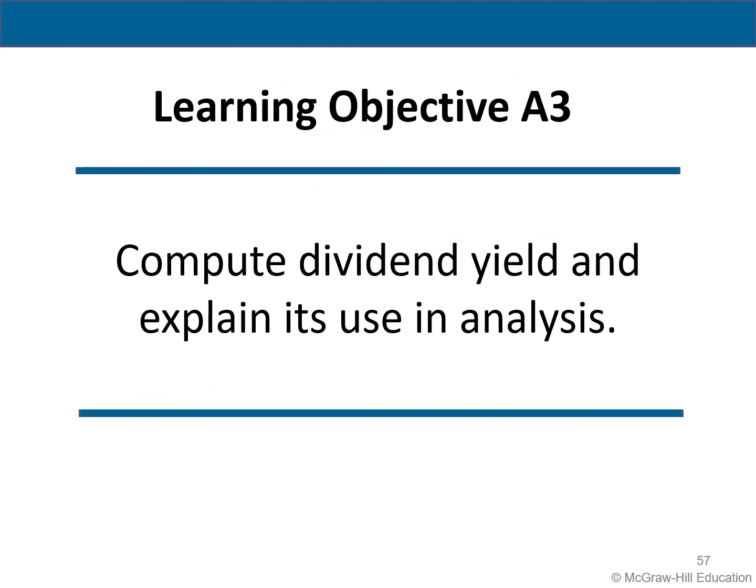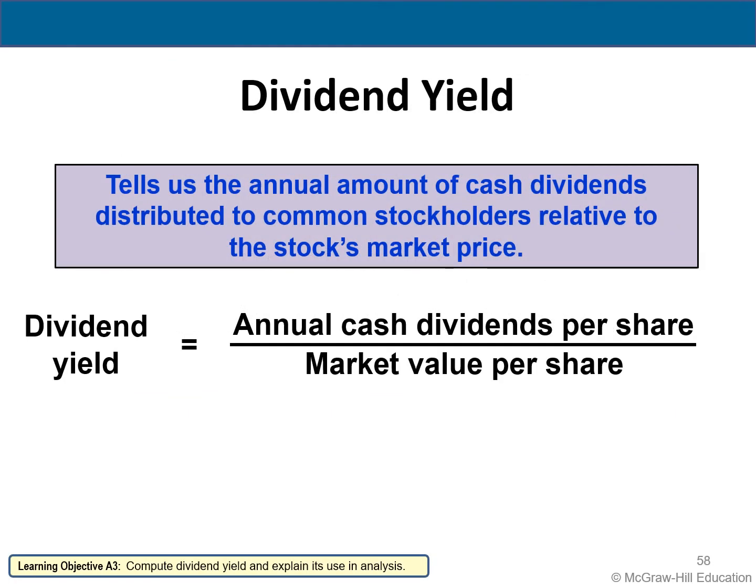All right, and then lastly, the dividend yield. The dividend yield will tell us the amount of annual cash dividends distributed to common stockholders relative to its market price. So it's the annual cash dividends per share divided by the market value per share. One way to help identify whether a stock is an income stock or a growth stock is to analyze its dividend yield.